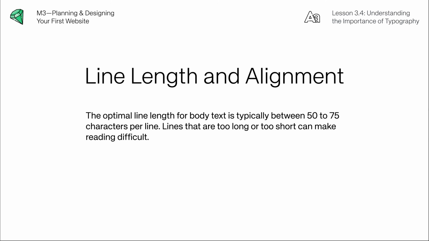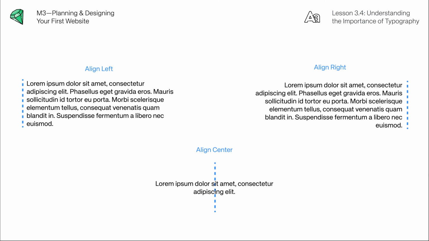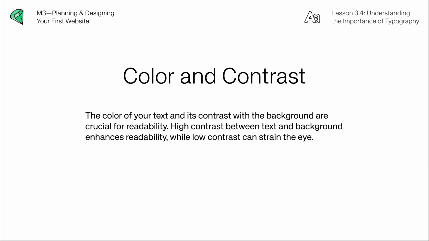Now let's talk about line length and alignment. The optimal line length for body text is typically between 50 to 75 characters per line. Lines that are too long or too short can make reading difficult. Additionally, text alignment impacts readability and aesthetics. Left-aligned text is generally easiest to read, while centered or right-aligned text can be used for shorter lines or specific design purposes.